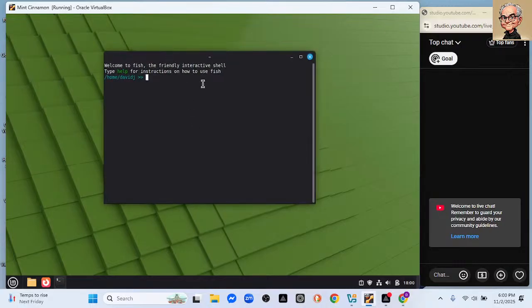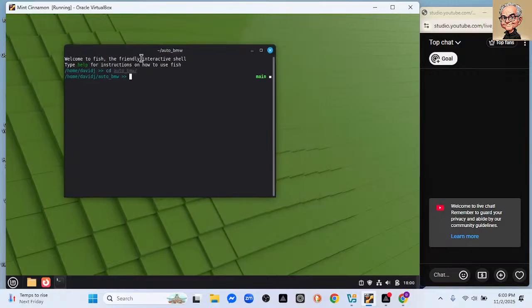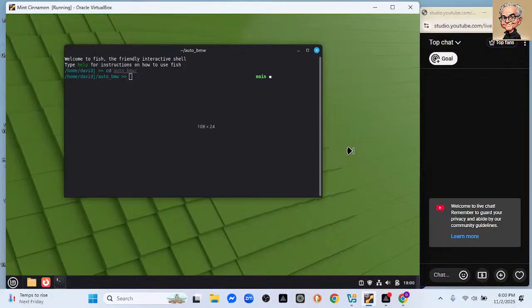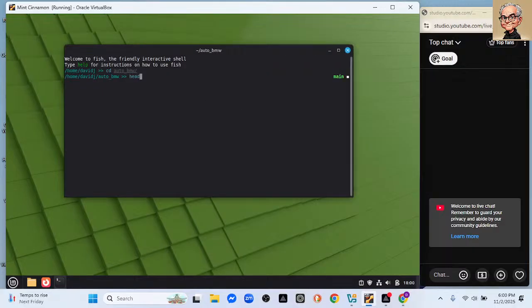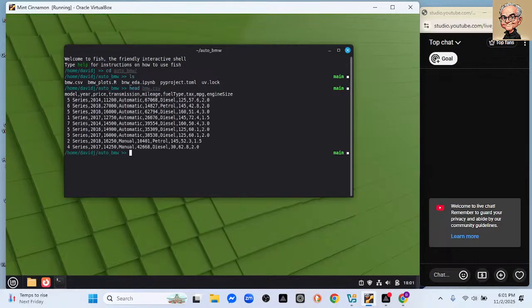And yes, I am using the fish shell, so let's come over here. Okay, let's widen this out. So let's just take a quick look, as we like to do, at our data. You notice the command completion.